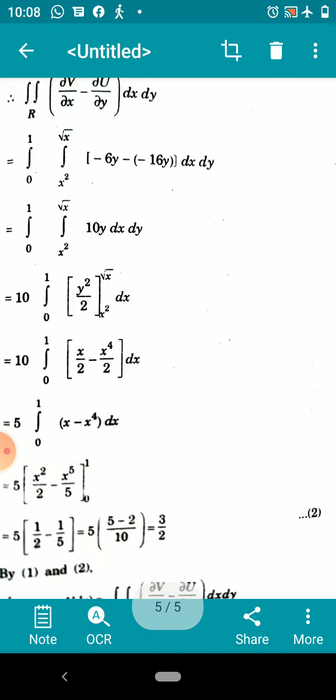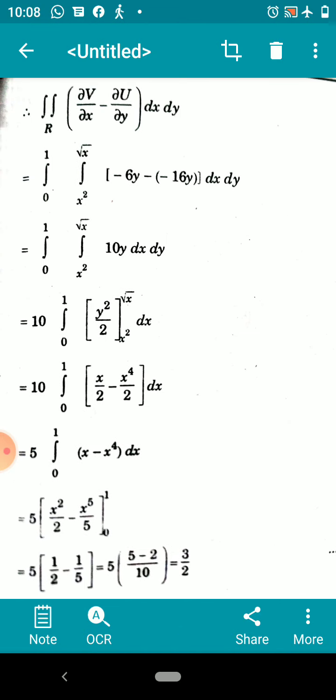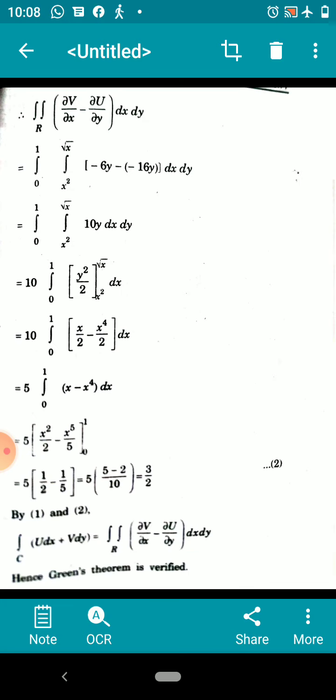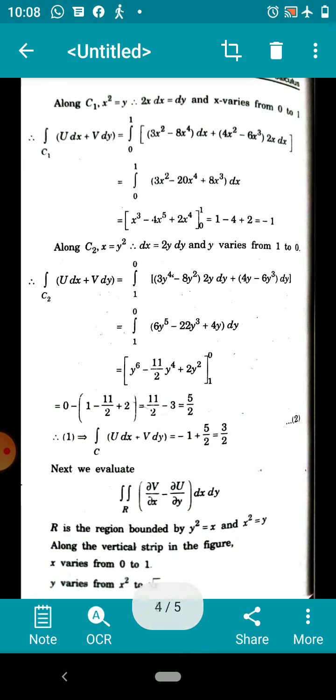So apply dou v by dou x first to find out, then dou u by dou y with minus, just write it over there and apply the limits and then find the integration. We are getting 3 by 2. Now from 1 and 2 both the sides are 3 by 2, 3 by 2, so hence Green's theorem is verified. Okay, this is the only sum which I have taken.